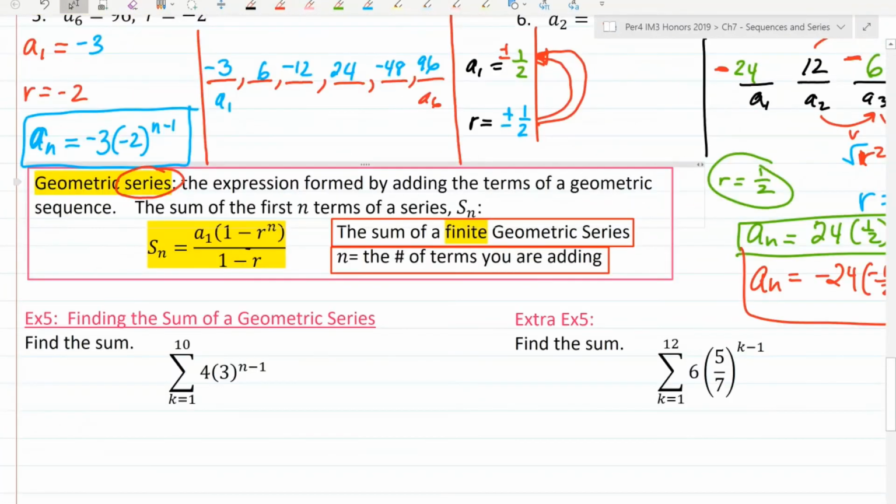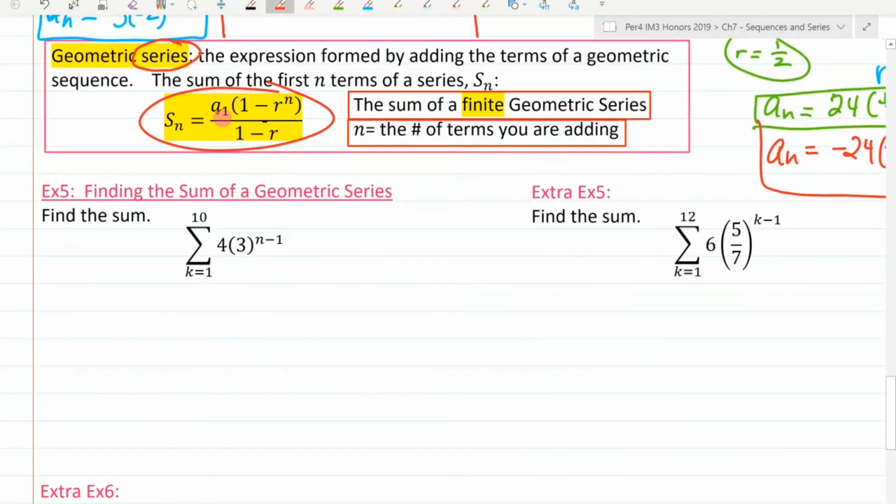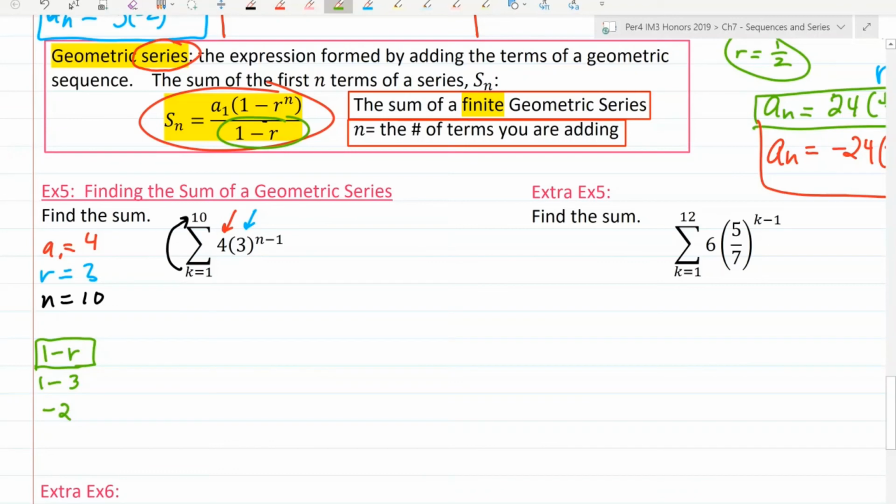So the formula is this. However many terms you have is equal to the first term, 1 minus r to the nth power over 1 minus r. So for the first one, the first term is 4. R is equal to 3, and n is equal to 10. Also, because the denominator is 1 minus r, I'm going to go ahead and write that ahead of time because it'll save you time later. So 1 minus 3 is negative 2.